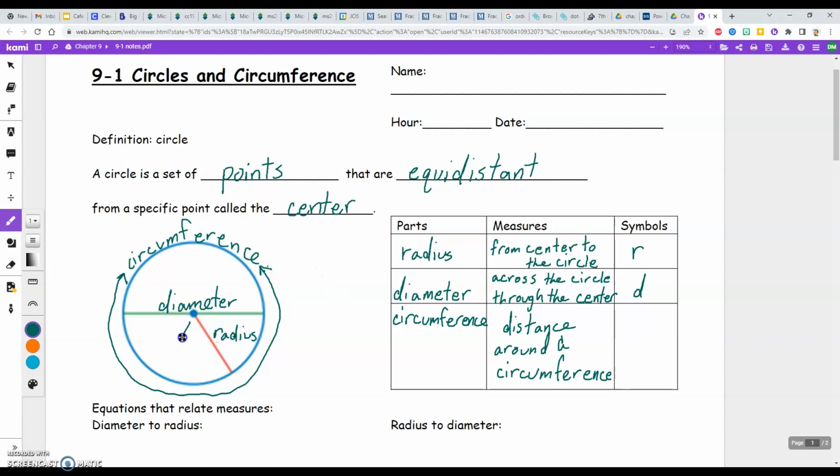So, by the way, here we have our center to our circle. I didn't mention that at the start. So we have diameter, radius, circumference, center, and for the circumference we use a capital C.